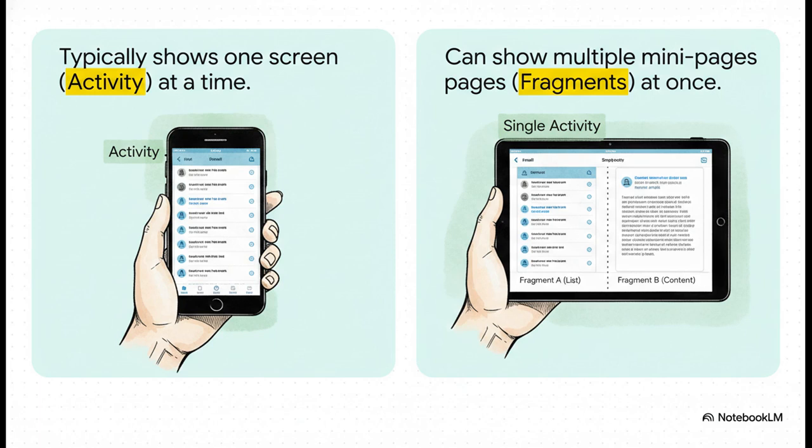On a tablet, though, you can use 2 fragments inside one activity. You've got the list of emails on the left, and when you tap one, the actual email content shows up on the right. Both visible at the same time. See? That's the secret to making an app look good no matter what size screen it's on.